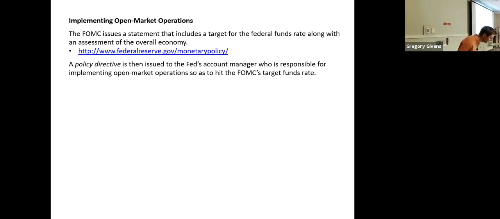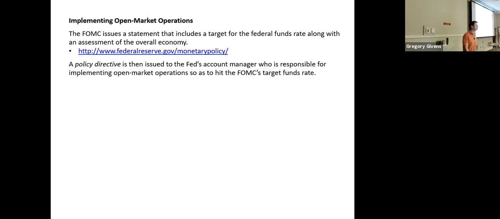So at the end of every FOMC meeting, which occurs about once every 6 weeks, the FOMC issues a statement to the public. That statement includes two things primarily: a target for the federal funds rate, along with some assessment of the overall economy. That's their justification for either raising, lowering, or keeping the funds rate target the same. I don't have time for this today, but if you follow this link, it'll take you directly to a calendar where you can read these public statements on the Federal Reserve's website.